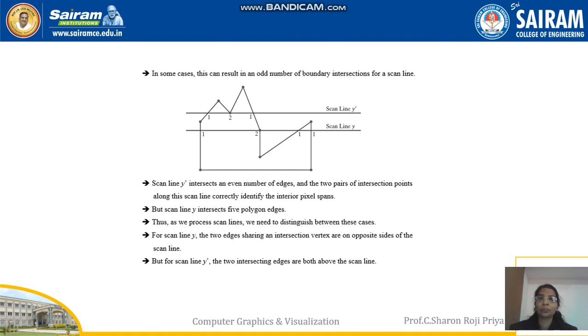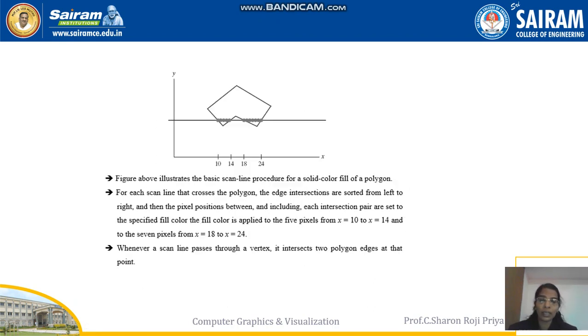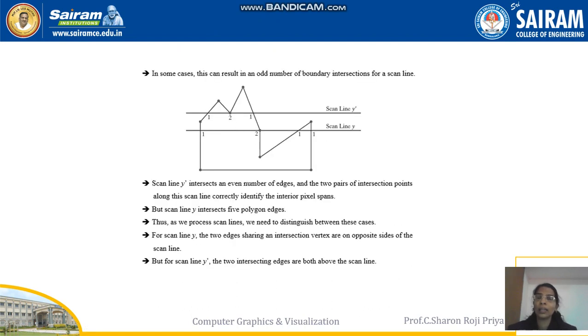Filling is happening. The next case is where the scan line is intersecting with a vertex. In the previous case, the scan line was intersecting the edges, not a vertex. Now take this scan line Y dash. It has three intersection points: 1, 2, 1. And if I want to fill an area, I need a pair of vertices, but here it is an odd number of intersecting points. Now the question is, what and all values I have to store in my frame buffer?